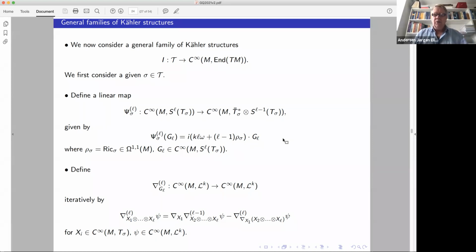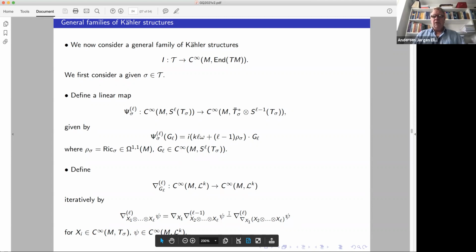I will get back to why I defined this map really shortly. But what I'm going to do also is look at higher order operators. The higher order operator I will look at is an operator of degree L, and it takes in such a symmetric tensor of degree L, and it maps smooth sections of L to the k to itself. And the formula is given explicitly here. So it's an iterative definition.